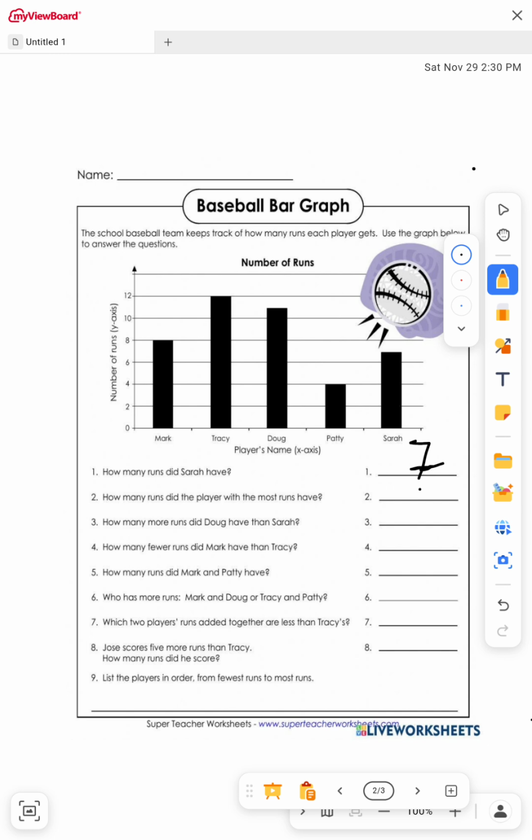How many runs did the player with the most runs have? The player with the most runs was Tracy. How many more runs did Doug have than Sarah? Doug had 11 runs and Sarah had 7 runs. So 11 minus 7 is 4.